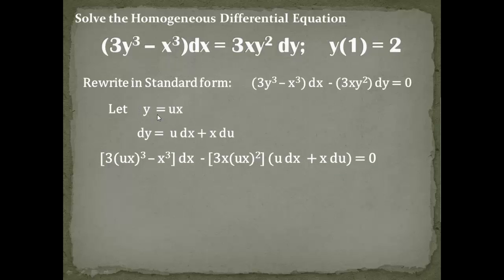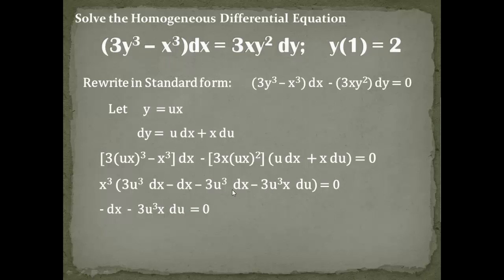Substituting y is equal to ux to the rewritten standard form of the equation, we have this 3 times the quantity of ux cubed minus x cubed dx minus 3 times the quantity of ux squared times the quantity of u dx plus x du is equal to 0. Simplifying this equation, we have x cubed times the quantity of 3u cubed dx minus dx minus 3u cubed dx minus 3u cubed x du is equal to 0. Simplifying this equation furthermore, we have negative dx minus 3u cubed x du is equal to 0.